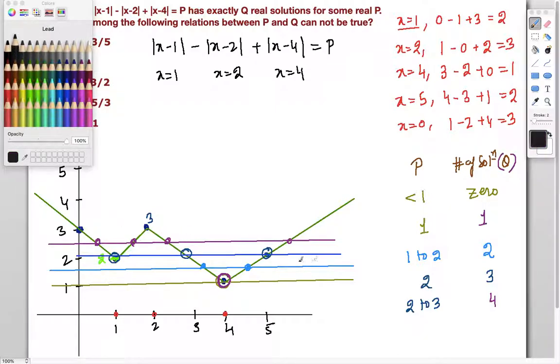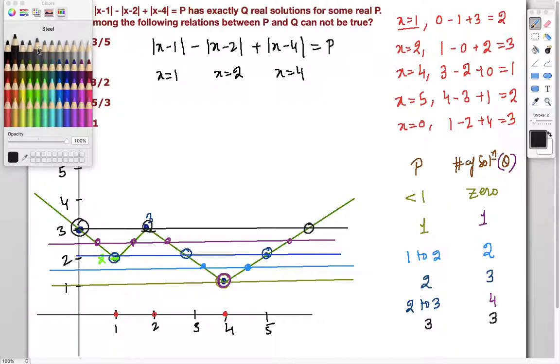Next, if P is exactly equal to 3, so you can plot the graph Y equal to 3 like this. If it is exactly equal to 3, you can say it is cutting it at 3 different points, isn't it? So I can say there are 3 points. That is point number 1, point number 2 and point number 3. So when P is equal to 3, it is cutting the graph at 3 distinct points. So I can say the total number of solutions is 3.